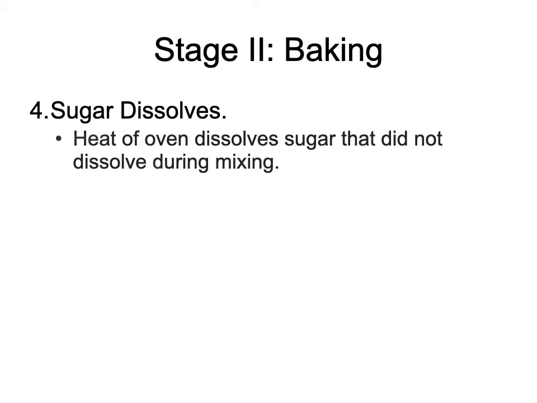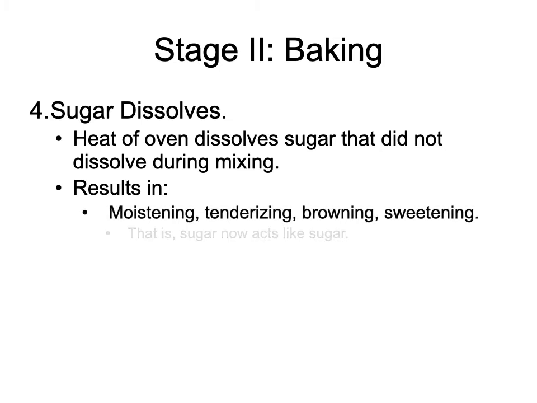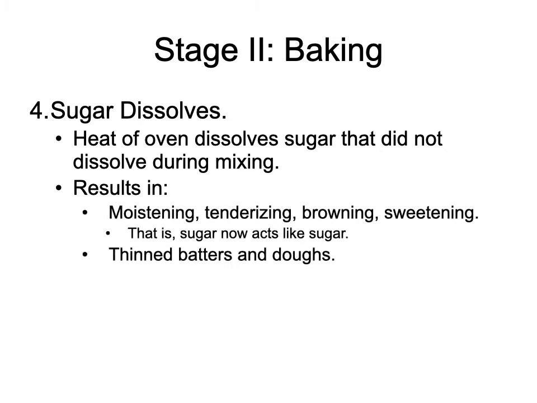Then the sugar starts to dissolve. Now, some of these overlap. You're going to notice that sugar starts dissolving as soon as heat starts to be applied. So even as low as 110 degrees, we see sugar that has been dissolved in liquids will start to dissolve, not just because of being dissolved in liquid, but the heat will start to melt the sugar as well. So this results in moistening, tenderizing, and eventually browning, because eventually sugars get hot enough that they start to caramelize. And of course, sugars help sweeten an item as well.